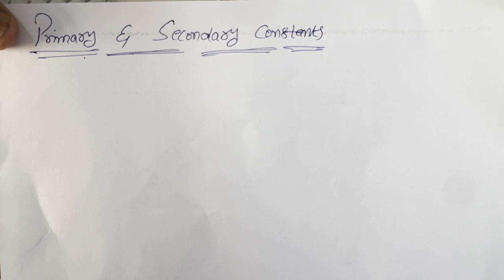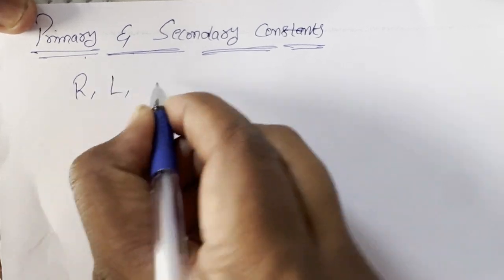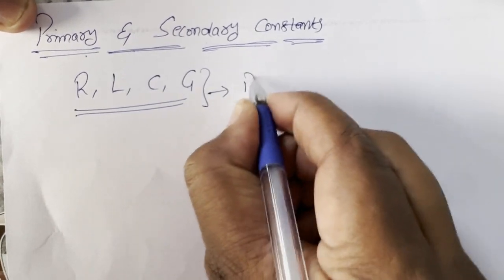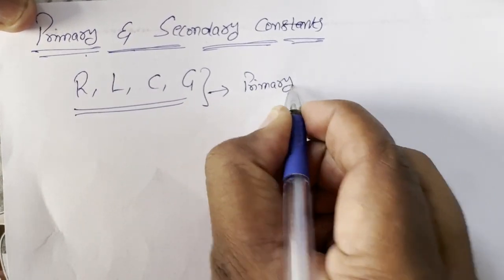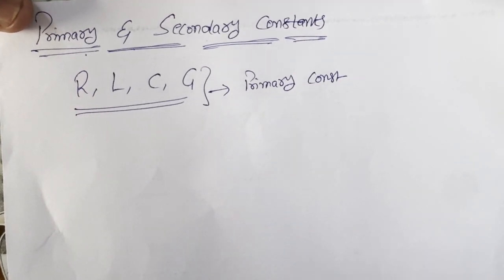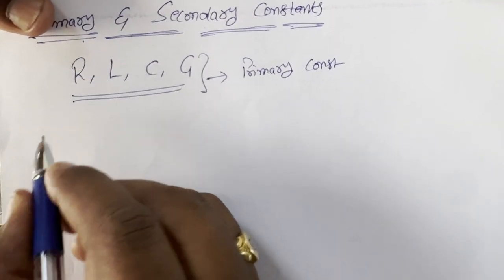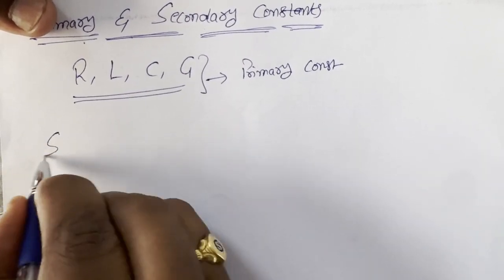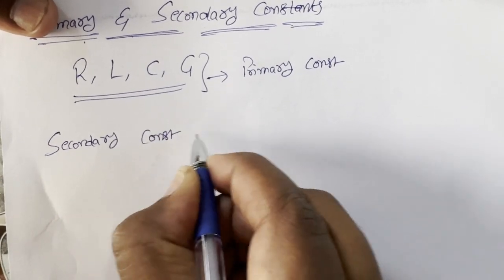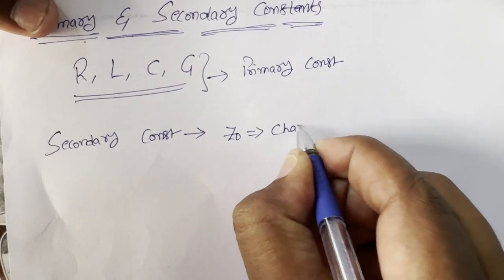with the transmission lines. Those are resistance, inductance, capacitance and conductance. These four are called primary constants. While coming to the secondary constants, the first one is Z0, that is characteristic impedance.